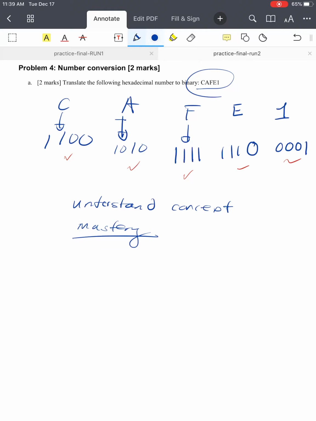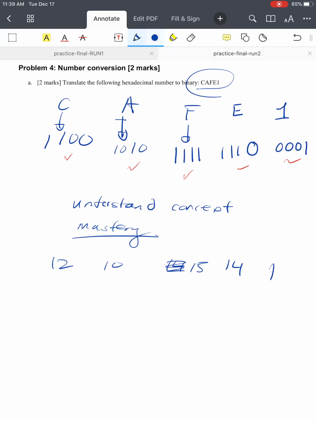real final. So it's not helping you if you just try to remember by rote memorization the answer to this particular question. So for this one, you could try, well, if this was in decimal, how would I do it? So if C was a decimal, it would be 12, and then it would be 10, and then F would be 15, and then E would be 14, and then 1 would just be 1.